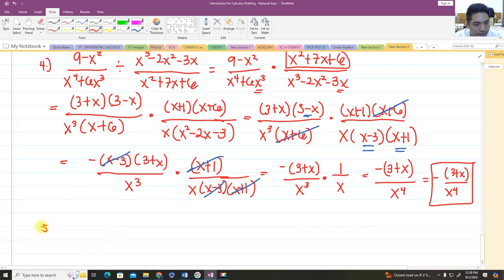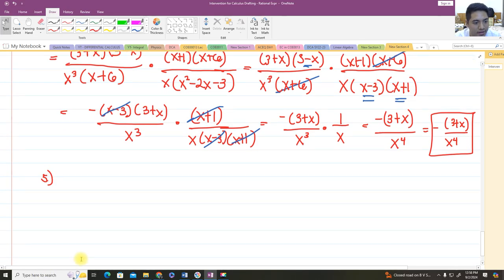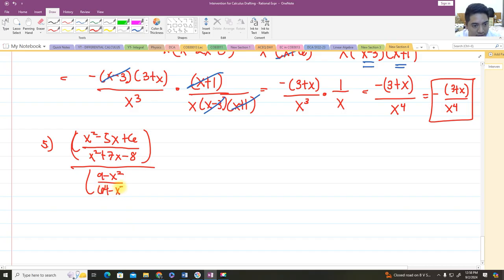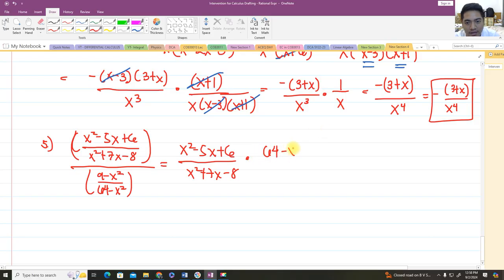So how about the last problem for the division? Okay? So you have x squared minus 5x plus 6 all over x squared plus 7x minus 8, divided by 9 minus x squared all over 64 minus x squared. So get the reciprocal and proceed to multiplication. So you have 64 minus x squared all over 9 minus x squared. So factor.